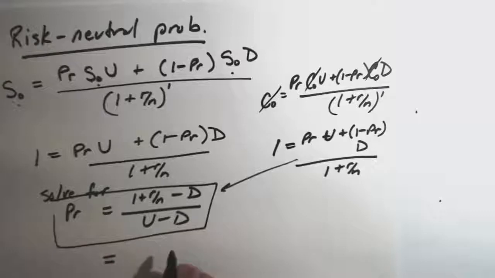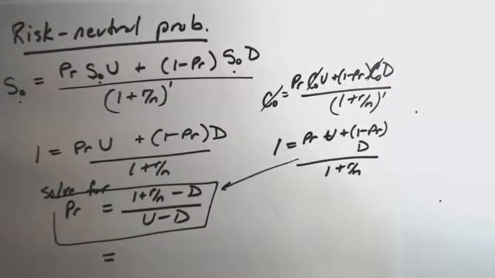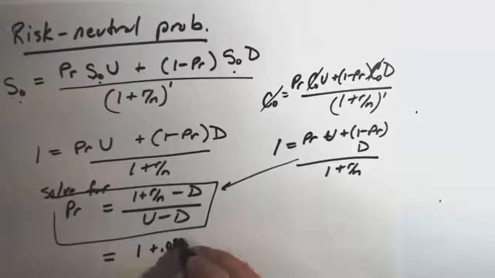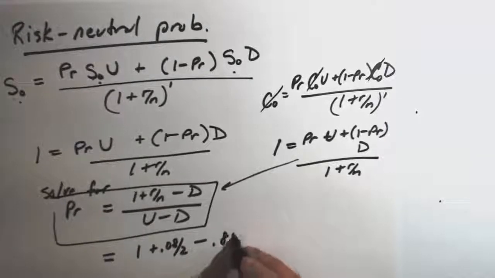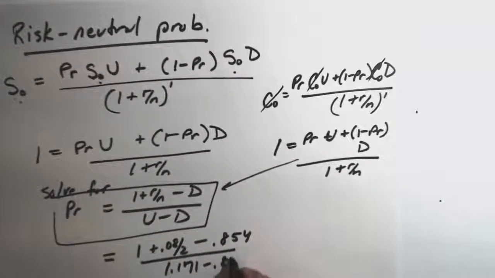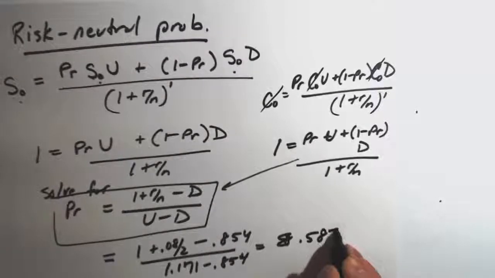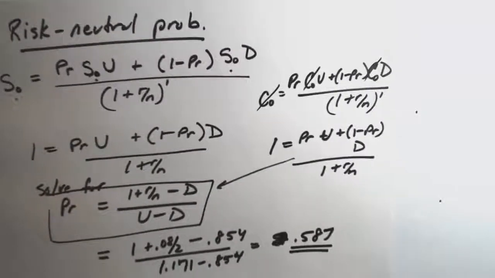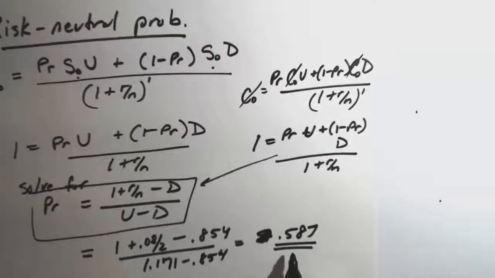And so what is that probability? Well, before we go anywhere, let's make sure that probability is between 0 and 1. Okay, so let's look here. 1 plus 0.08 divided by 2 minus 0.854. 1.71 minus the 0.854, that equals 0.587. 0.587. And by the way, that probability remains constant across the tree.